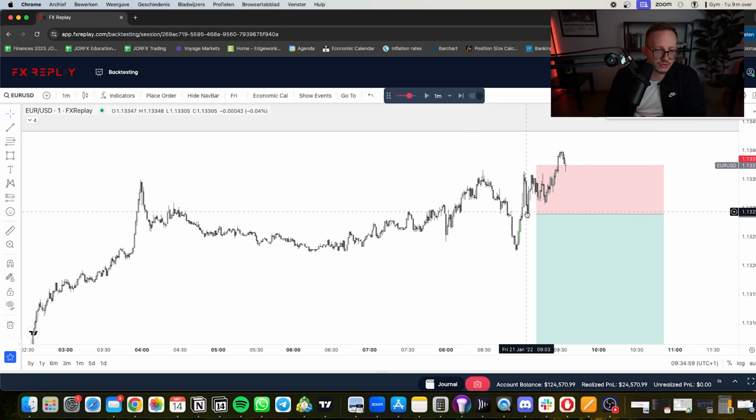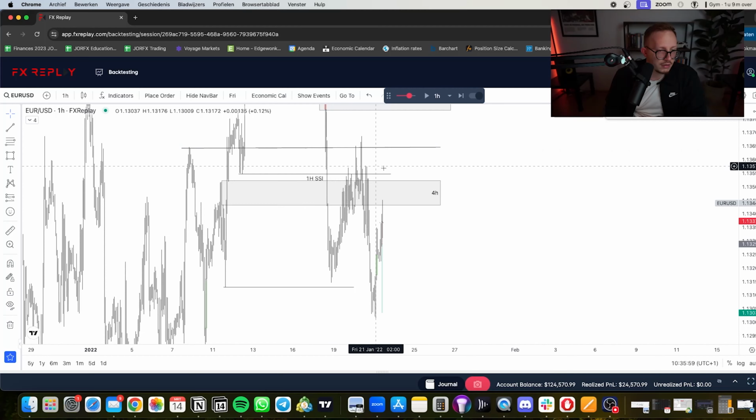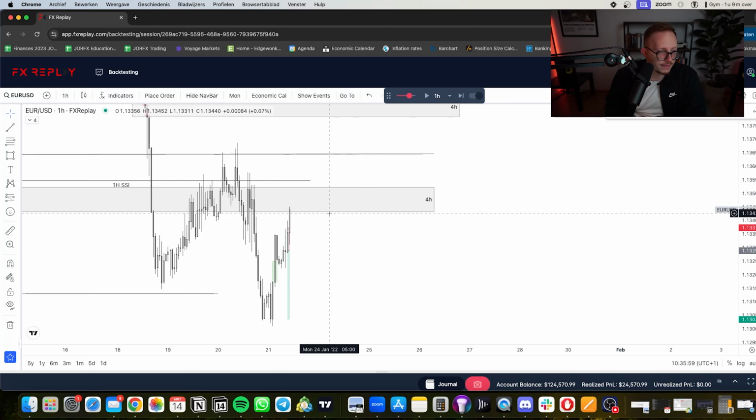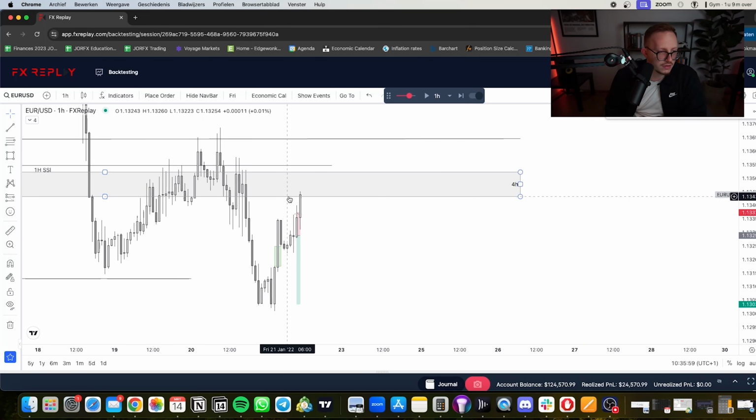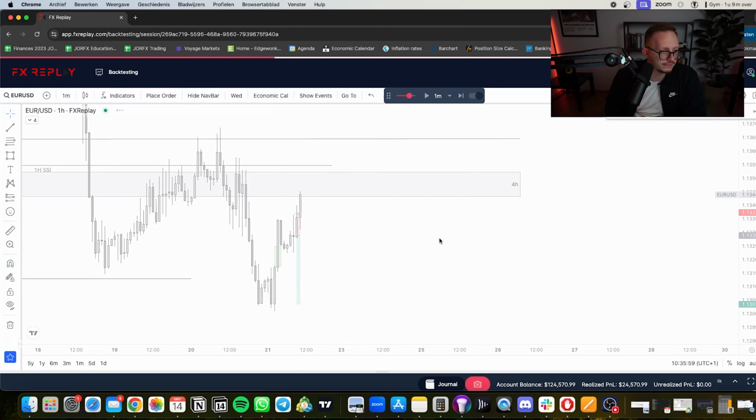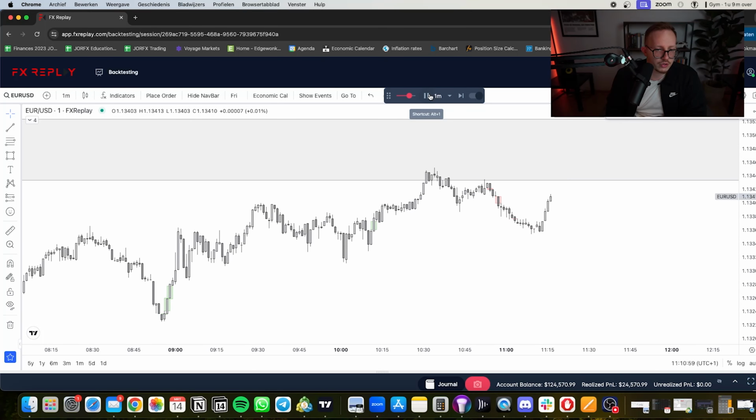Let's see what price is going to do further than this. We had a sell side grab right here. It moved upwards from there. Maybe we are going to reach that 4-hour fair value gap, and there we go, we do. Maybe we are going up a little bit higher again into this OB right here, 1 hour OB. Let's delete this one, and then we're going short from there.